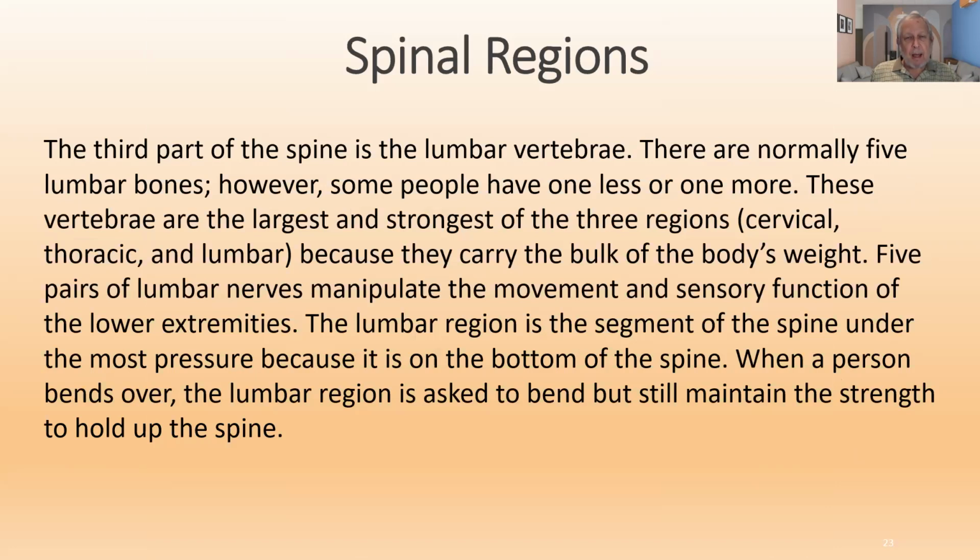The third part of the spine is the lumbar vertebrae. There are normally 5 lumbar bones. However, some people have one less or one more. These vertebrae are the largest and strongest of the 3 regions, the cervical, thoracic, and lumbar, because they carry the bulk of the body's weight. 5 pairs of lumbar nerves manipulate the movement and sensory function of the lower extremities.